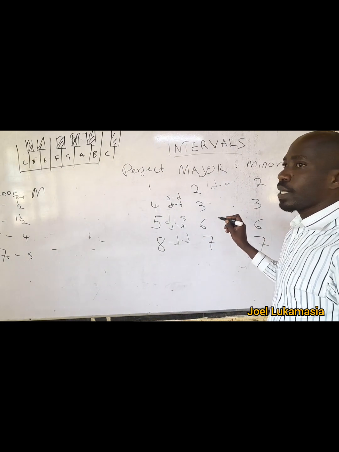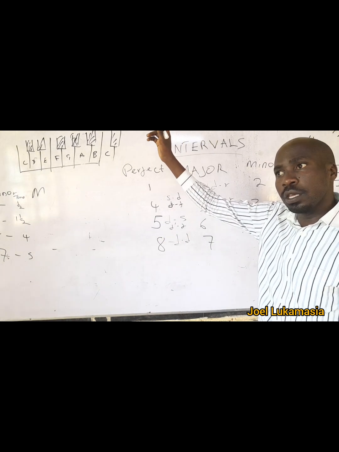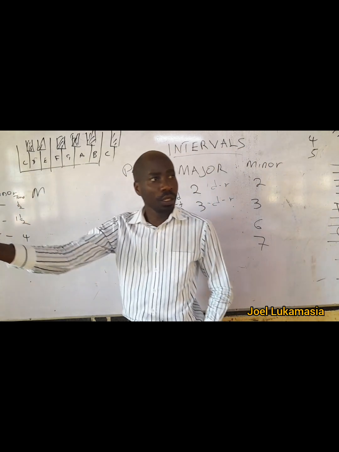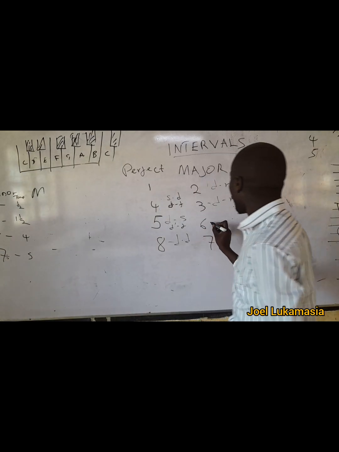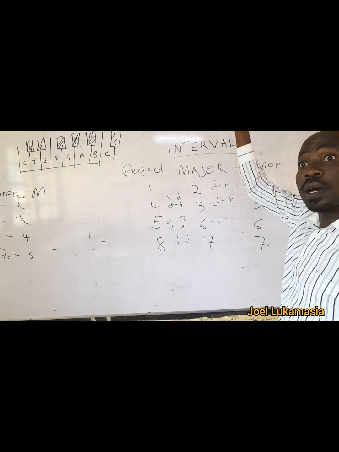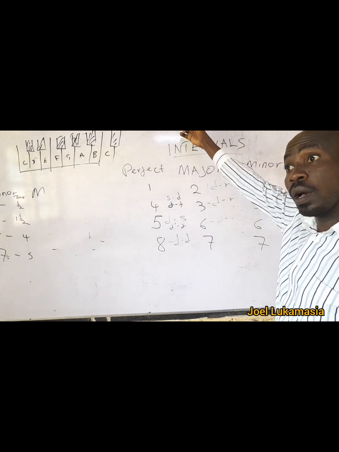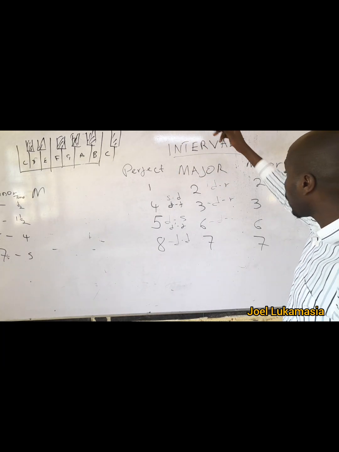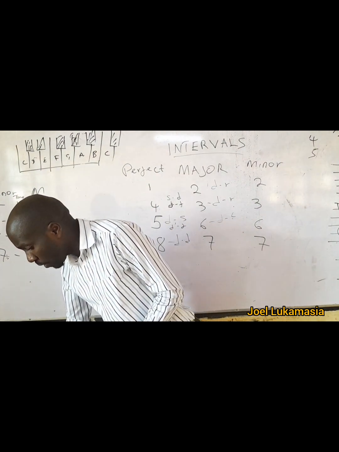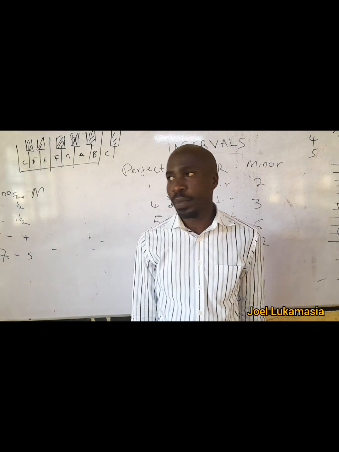Then the next interval is the major third. You go to the major third, that is do to mi. Do, re, mi, do, mi. Then we have major sixth, that is do, re, mi, fa, sol, la, do, la. So you sing that one, do, re, mi, fa, sol, la, do, la. That becomes a major sixth.